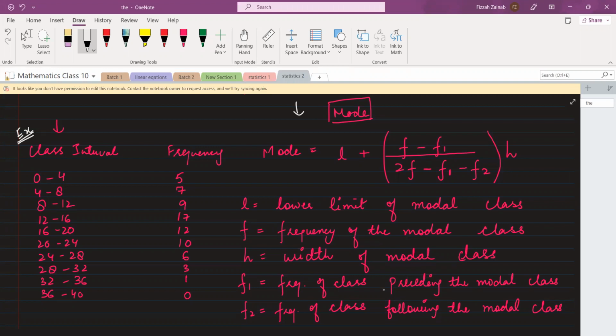And then you underline this thing, preceding and following, okay? These are important words.